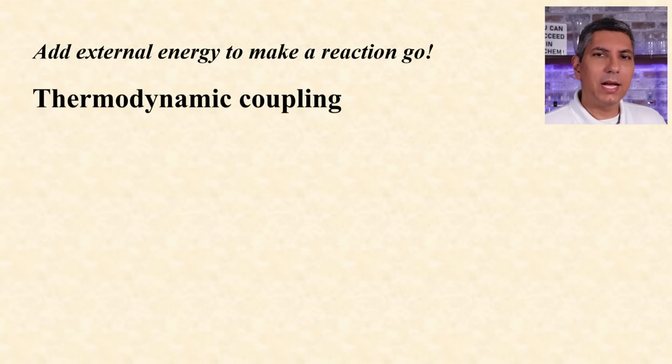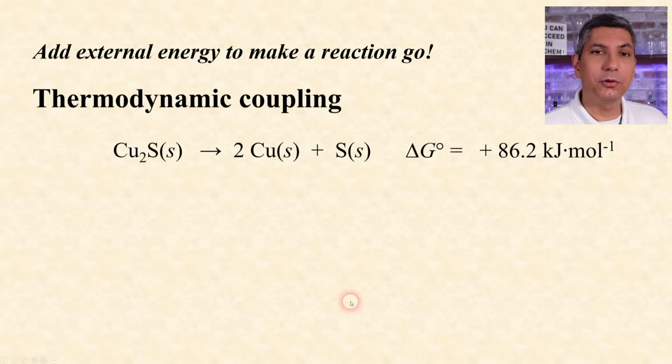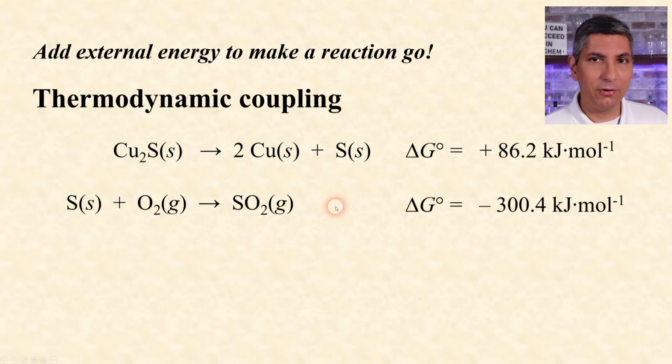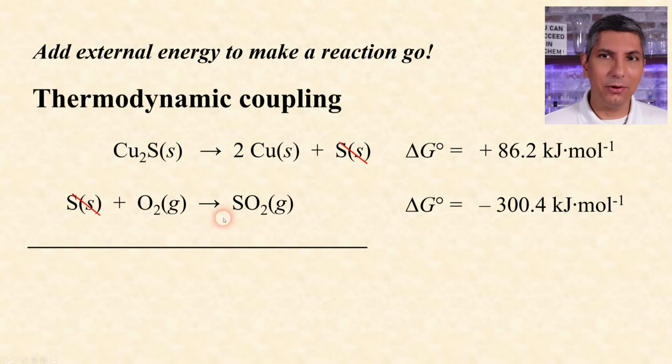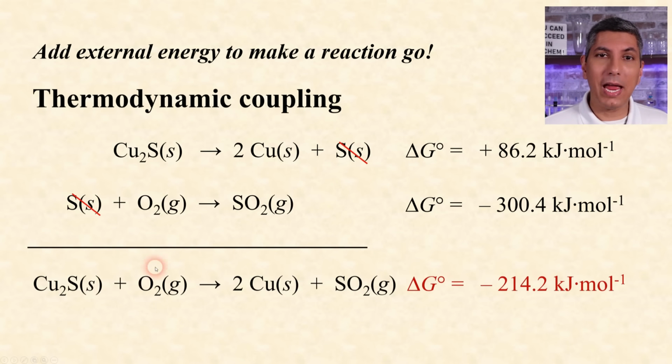For example, obtaining copper metal from copper 2 sulfide by itself probably isn't going to happen because its delta G is positive, it's unfavorable. But if we throw in this equation that is favorable and then add them together, we see that we just need to react the copper 2 sulfide with oxygen in order to obtain copper from copper 2 sulfide, to have a process with a negative delta G.